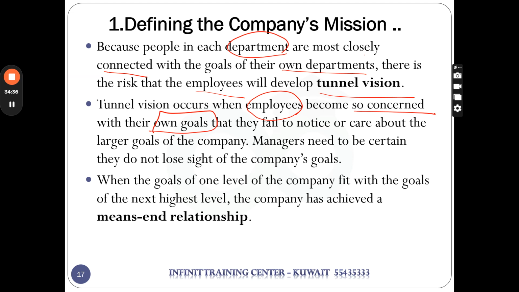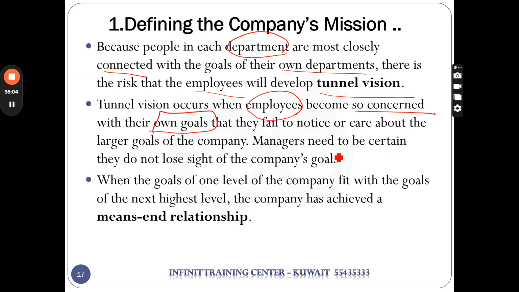Actually, they have to work for the company. So their work or their activities have to be in line with the objective of the company. It should not be like a sales manager will think only about how he will achieve his target. No, it should not be like that. He has to work toward the objective of the company as a whole, whatever he can do.